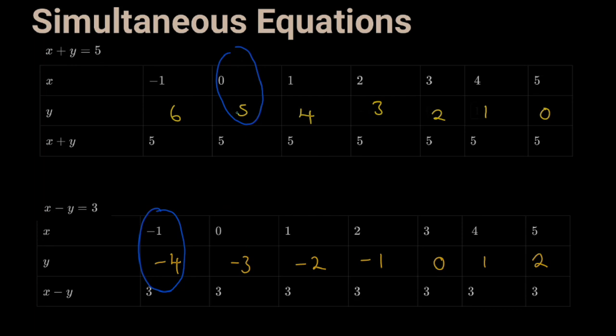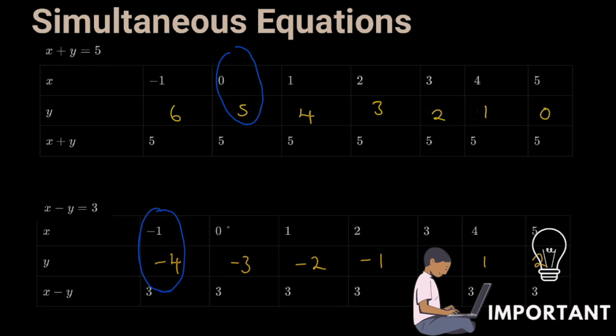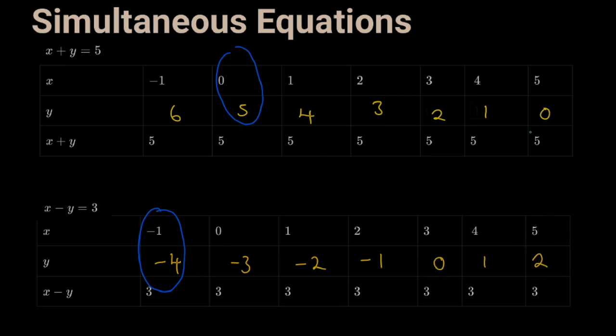So here, when x is equal to 0, this one is equal to 5. When x is equal to 0, this one is equal to negative 3. So they don't agree on what the corresponding values for y are when x is equal to 0, okay? But then they actually do agree for the corresponding values when x is equal to 4. So you can see here.